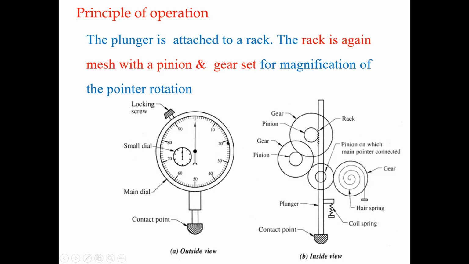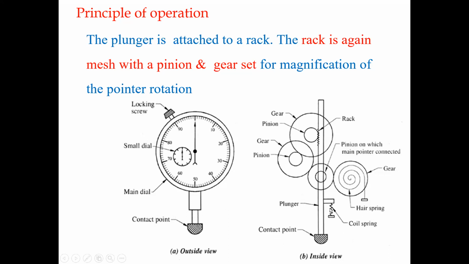After indicating the reading, the pointer has to come back to its initial position. The energy stored in the hairspring is utilized. That energy stored in the hairspring simply brings the pointer to its initial position. For that reason, this hairspring is provided. Next, what is the purpose of this coil spring?